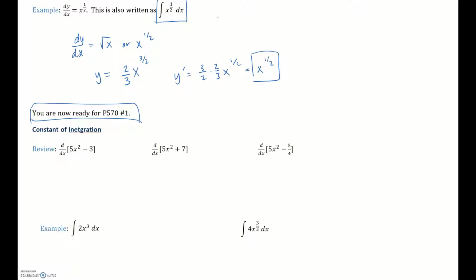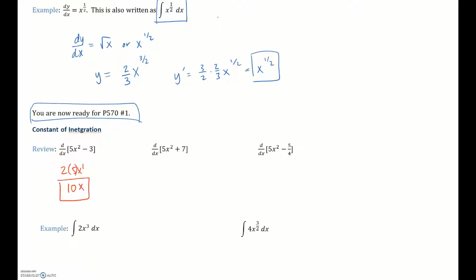Take the derivative of 5x squared minus 3. What do you think? 5x squared, we bring the 2 out in front, we multiply it by the 5, and then the x, and we power it down by 1, and then the derivative of 3 is nothing, so it's 10x. There's your derivative, right?